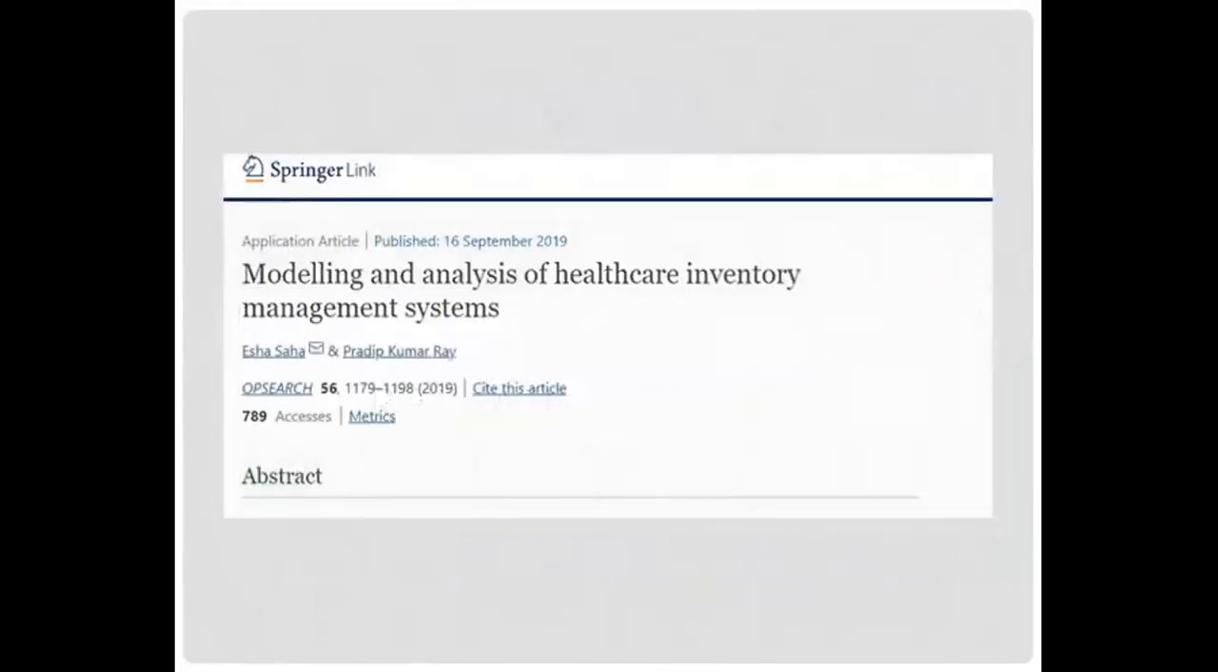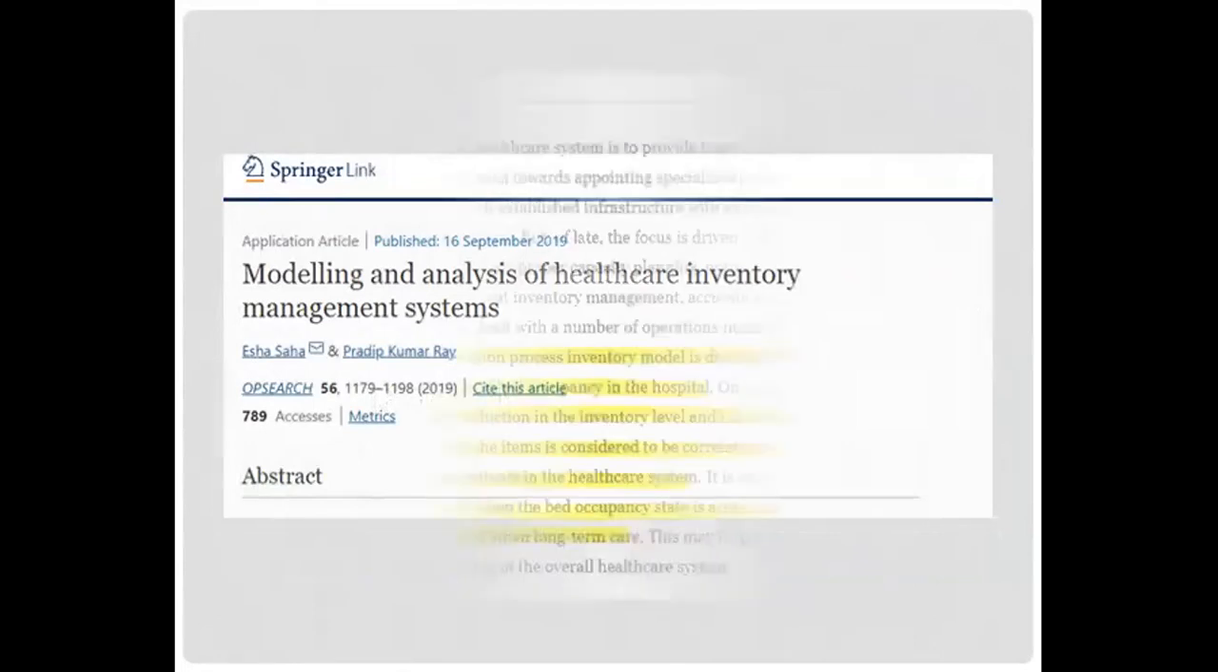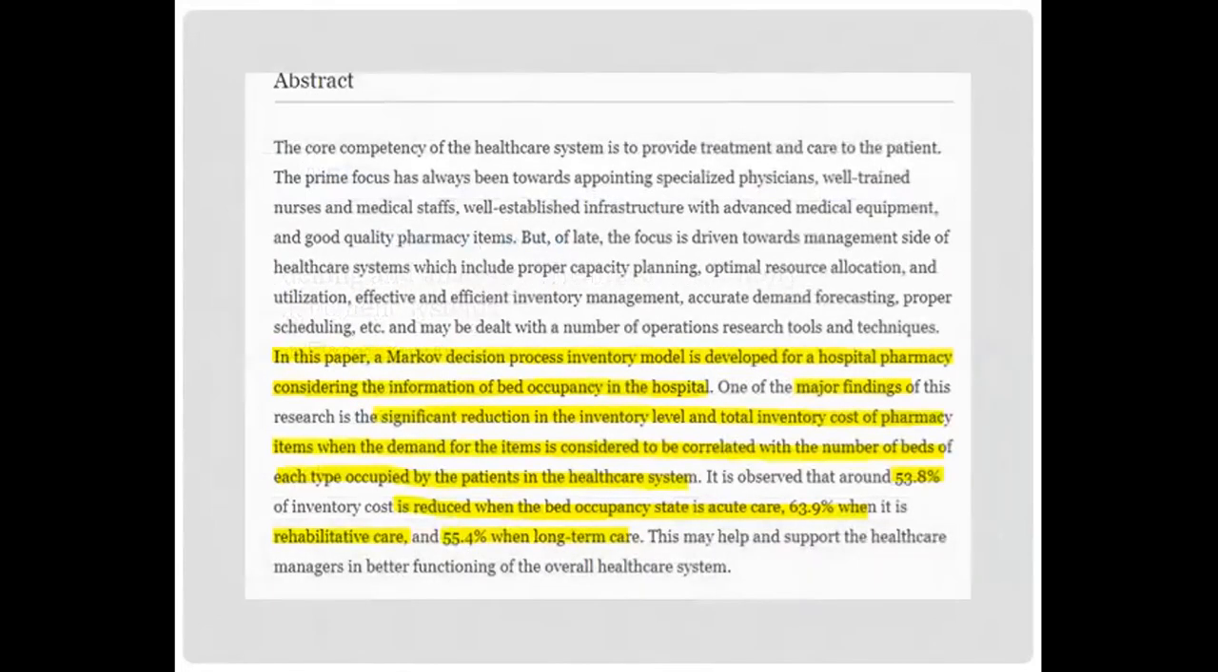There is a paper, modeling and analysis of healthcare inventory management system. In this paper, a Markov decision process inventory model is developed for a hospital pharmacy, considering the information of bed occupancy in the hospital. The major finding is the significant reduction in inventory level and total inventory cost of pharmacy items when the demand for the item is considered to be correlated with the number of beds of each type.